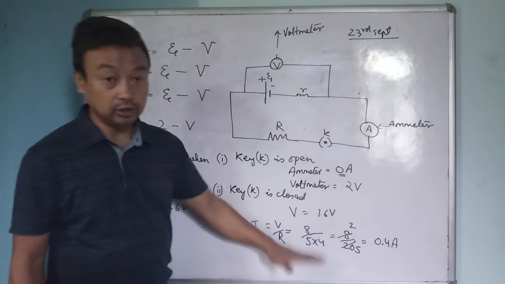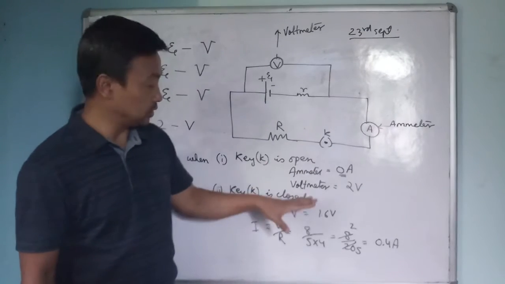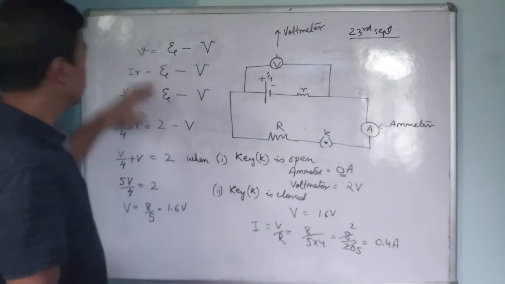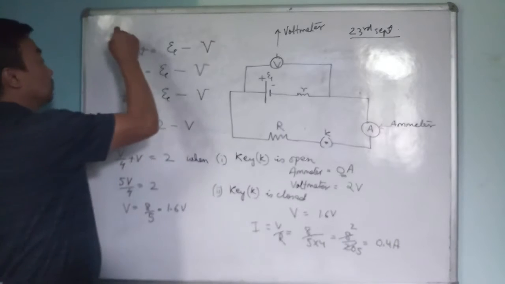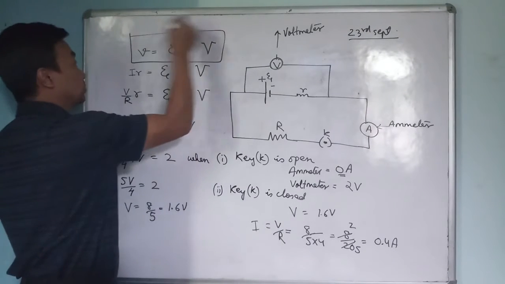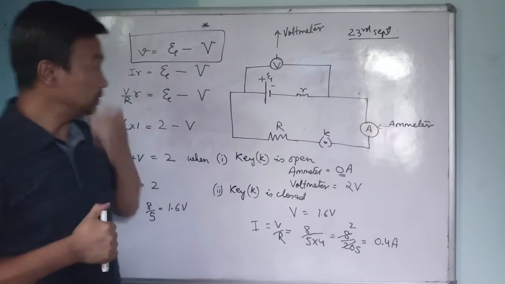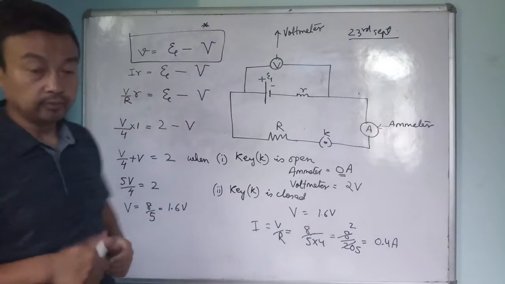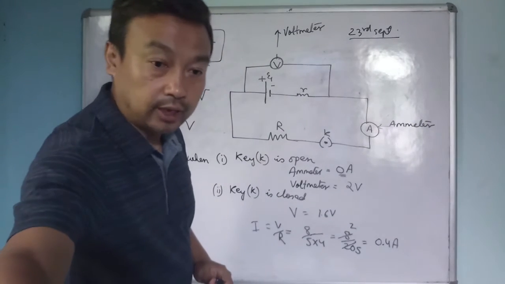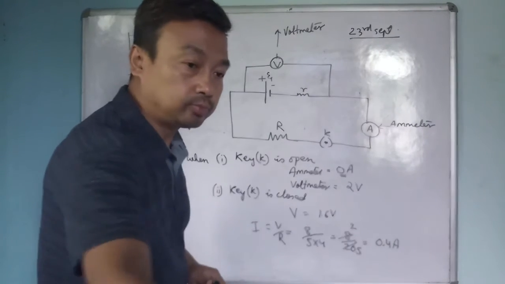So this is the situation when the key is closed, when the current is flowing, and this is the formula which you have to remember. Like that, there are other problems also. In all the problems, the formula will be this only. So you can do this. Now let us go to another question.